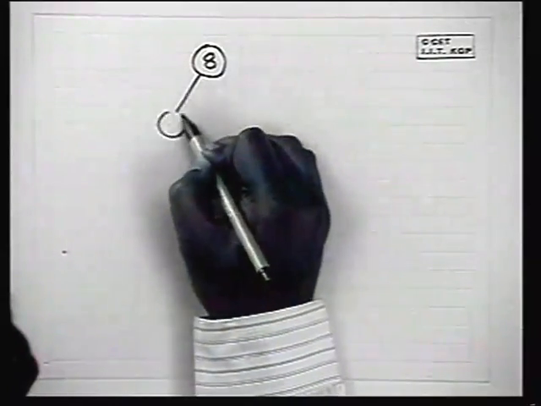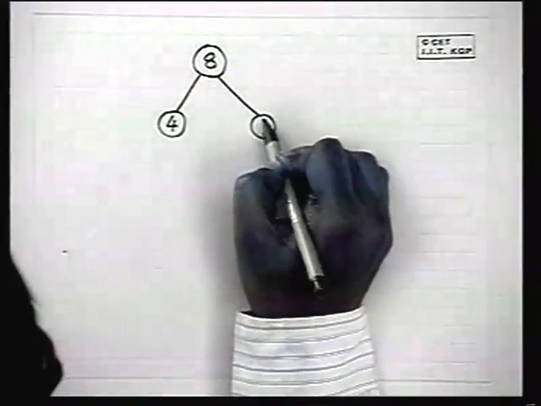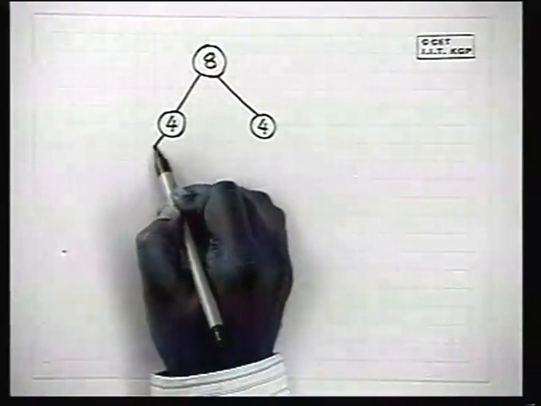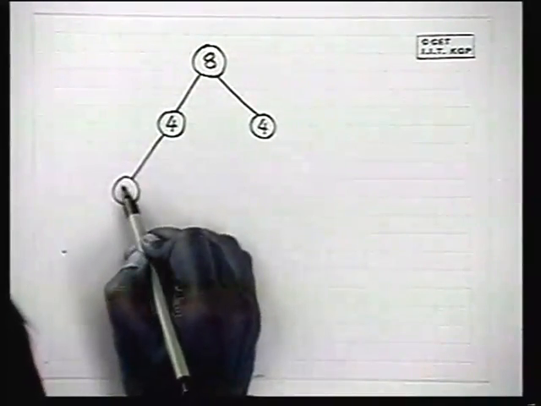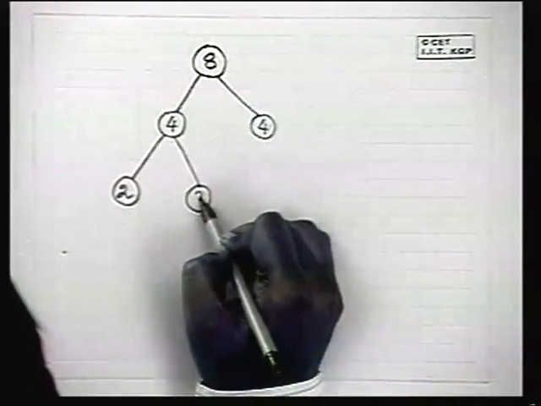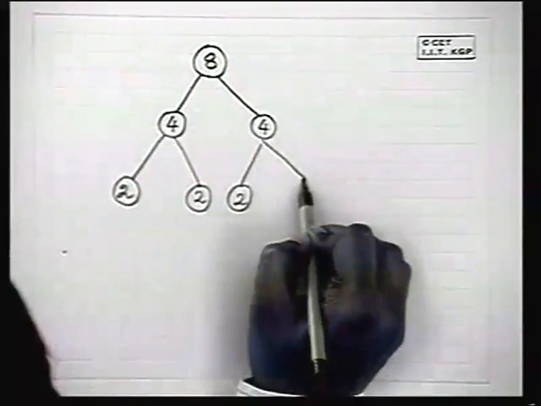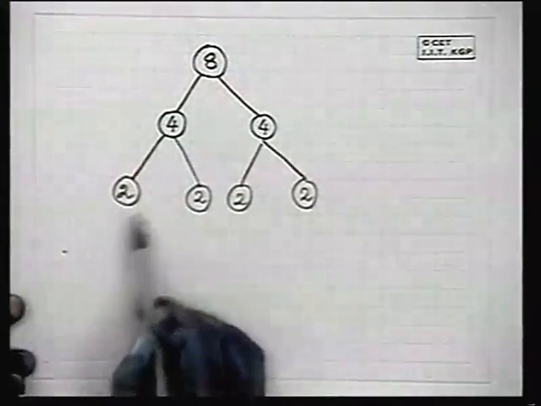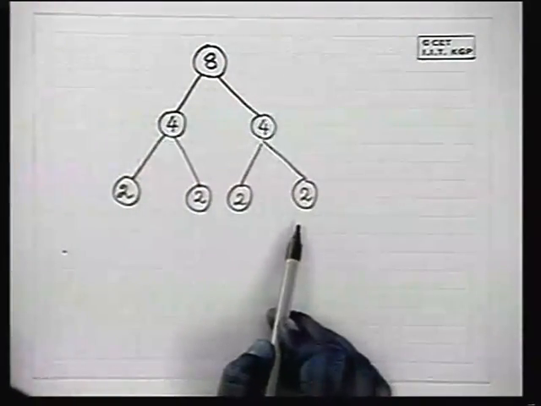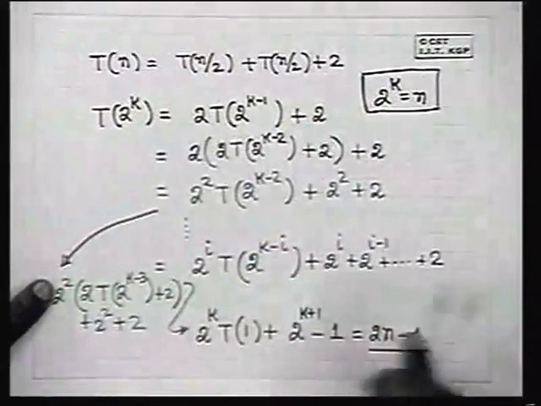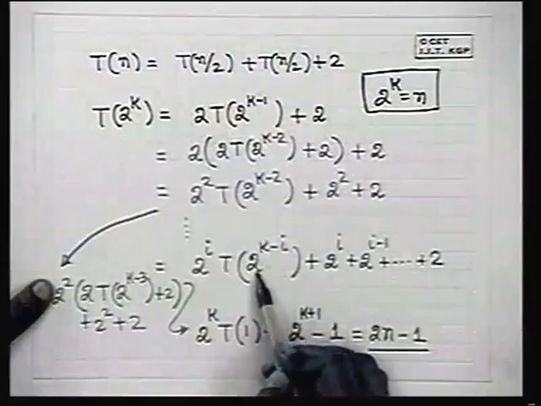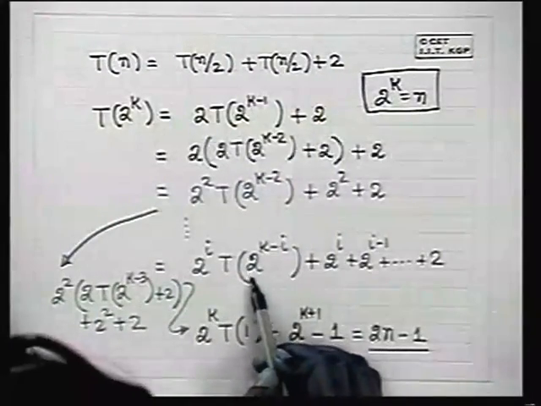Let us work it out for 8 and see how many comparisons come. Let us work it out for n equal to 8. For 8, you split it into 4 and 4. No. I have understood where I made the mistake. 2, 2, 2, 2, right? You will not go beyond 2 because your recurrence stops at 2. So we have actually stopped it at 1, but we should have stopped it at 2.